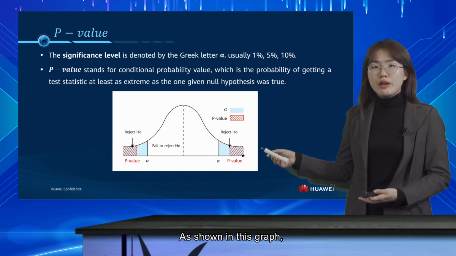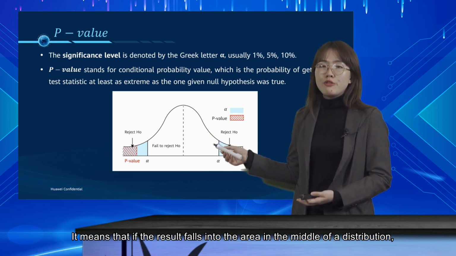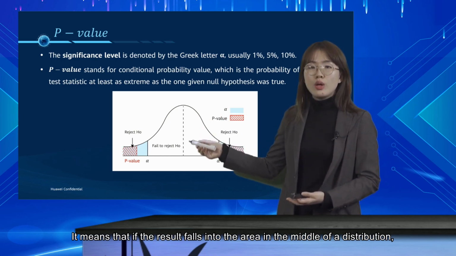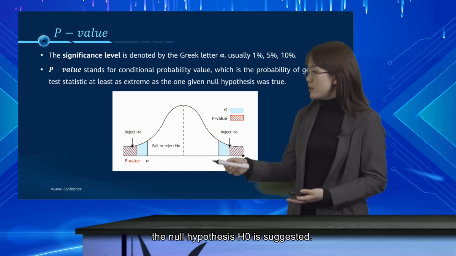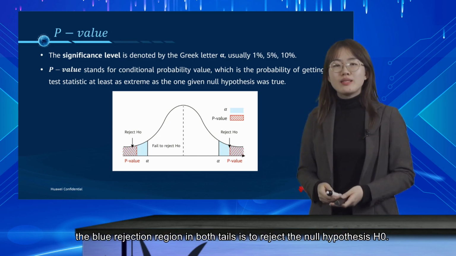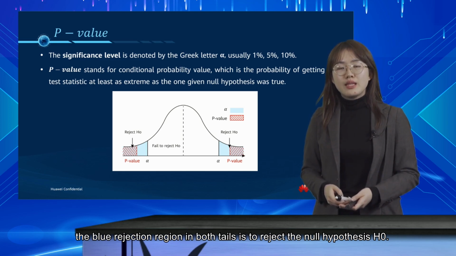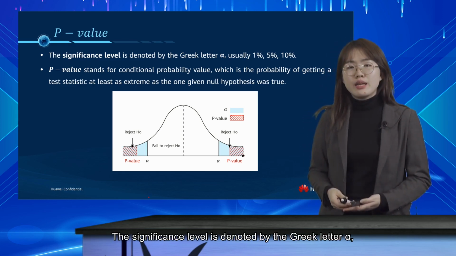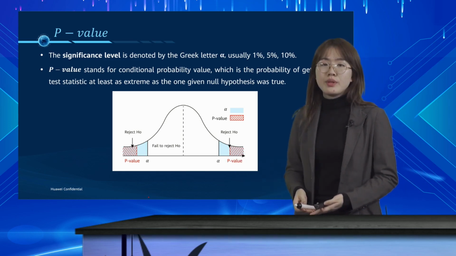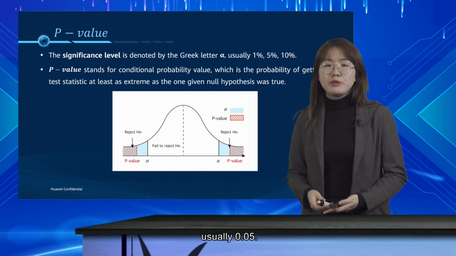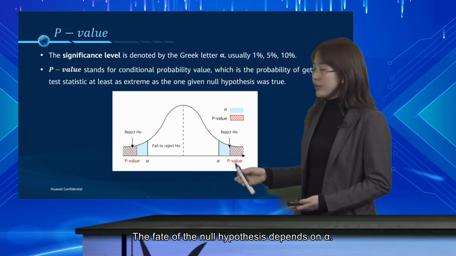As shown in this graph, this is the two-tailed test. It means that if the result falls in the area in the middle of the distribution, the null hypothesis H0 is suggested. Otherwise, the blue rejection region in both tails is to reject the null hypothesis H0. The significance level is denoted by the Greek letter alpha, usually 0.05. The fate of the null hypothesis depends on the alpha.